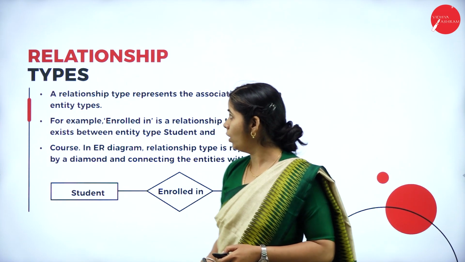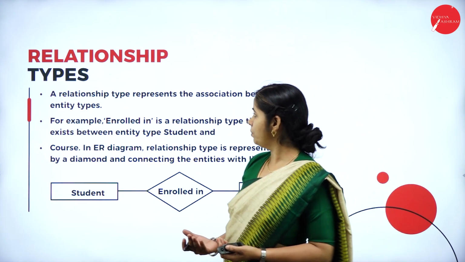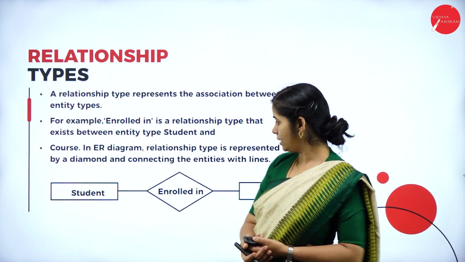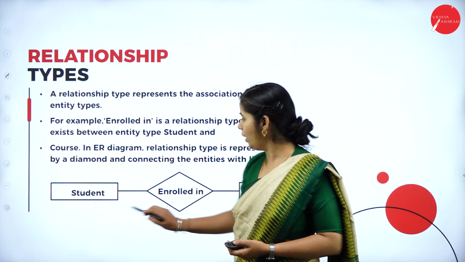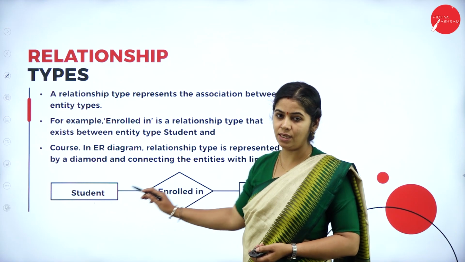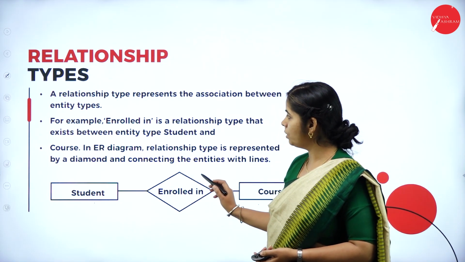Okay, here what we have is relationship type. What is a relationship type? Relationship type represents the association between the entity types. So, between two entity types, it is providing the association. How one entity is connected to the other entity is given by the relationship type.